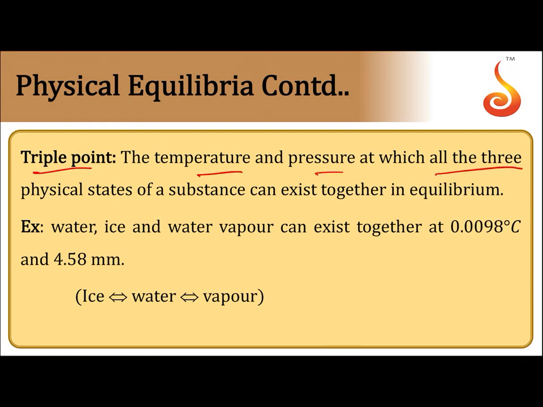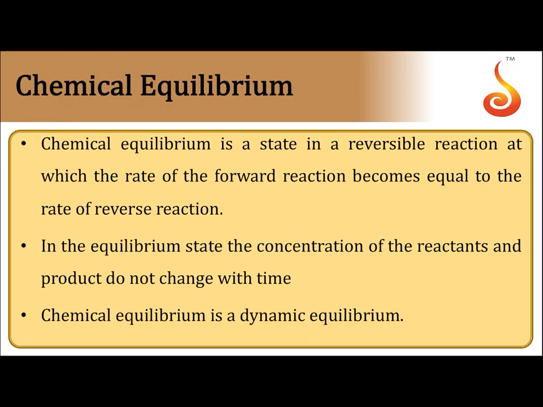The temperature and pressure at which all three physical states of a substance can exist together in equilibrium is said to be the triple point. When you take water, ice and water vapor, all three exist together at 0.0098 degrees Celsius and 4.58 atmosphere pressure. So this temperature and pressure itself is called the triple point. The temperature and pressure at which all three physical states exist in equilibrium is called a triple point.